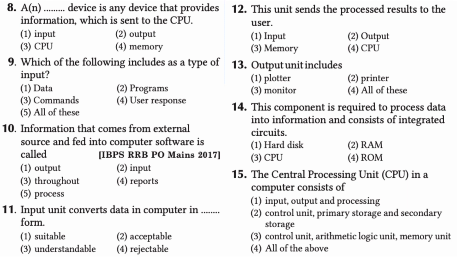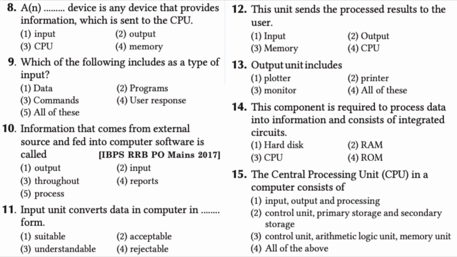An input device is any device that provides information which is sent to the CPU. Here the correct answer is 1. Input. An input device is any device that provides information to the CPU. This includes devices like keyboards, mice, and scanners, which feed data into the computer system for processing. Now, let's move on to question 9.